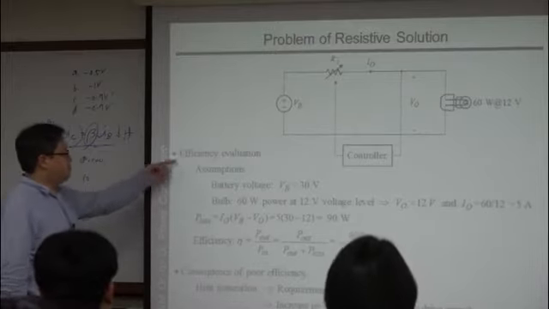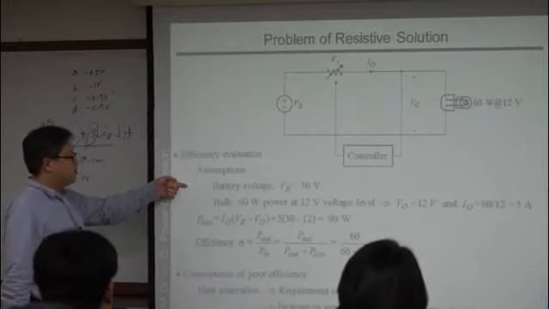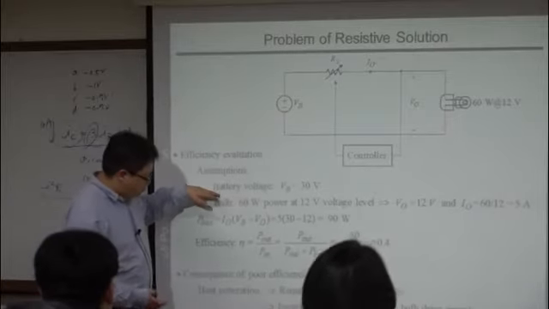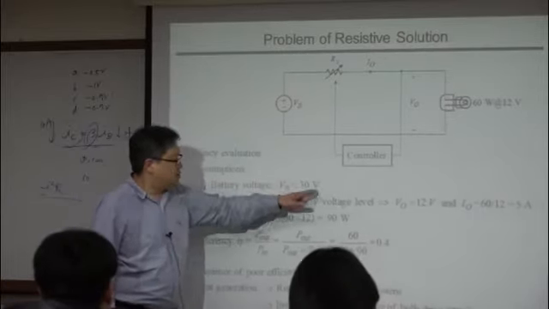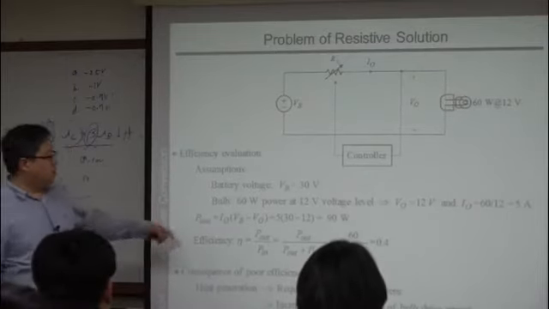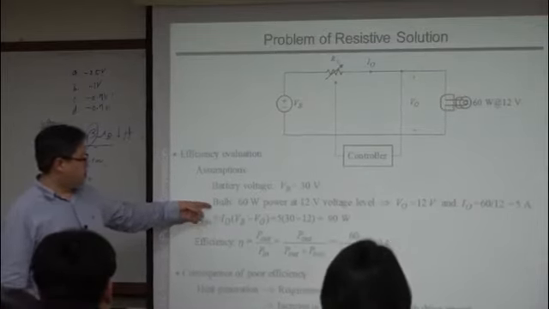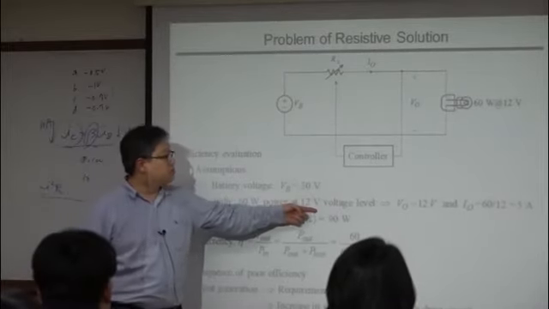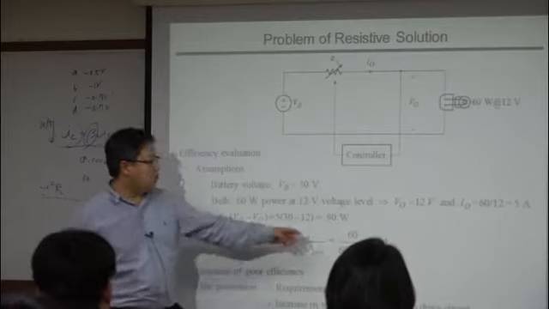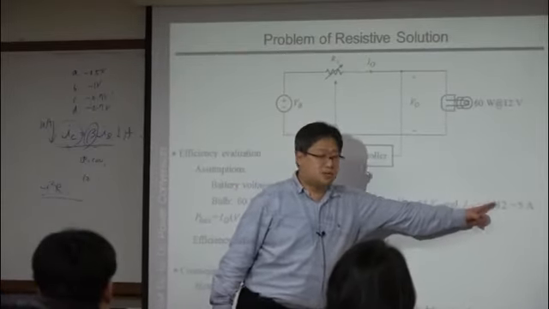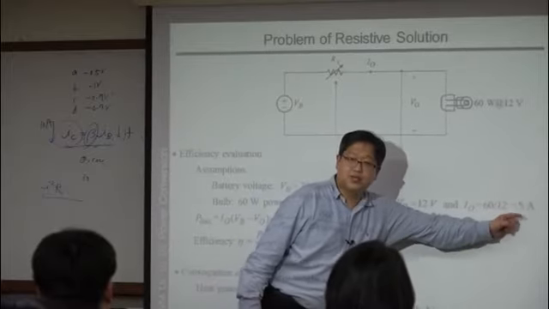Let's derive the efficiency. We can give this assumption here. Let's assume that your battery voltage is 30 volt, and your bulb consumes 60 watt power at 12 volt level. Then VO is 12 volt, and your IO would be what? 60 watt over 12 is 5 ampere.